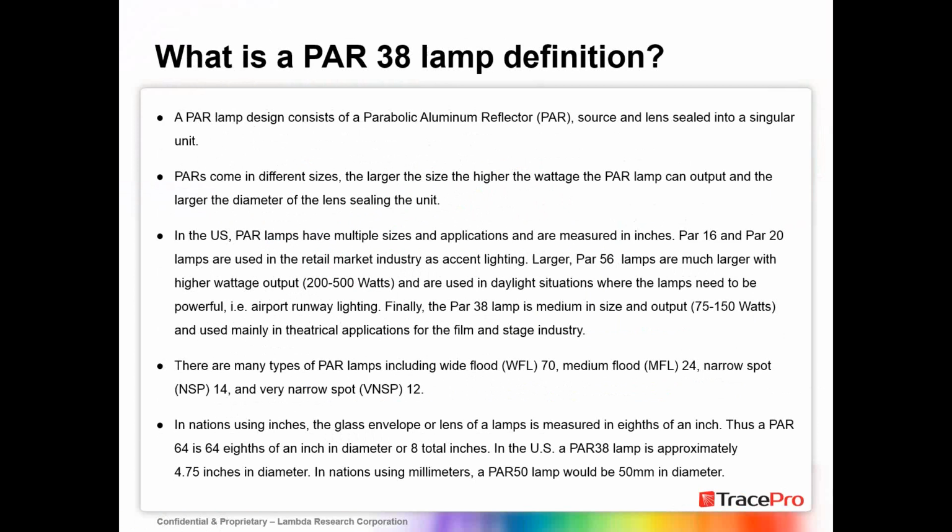There are many types of PAR lamps based on their angular information. For instance, a wide flood is usually a WFL 70, medium flood 24, narrow spot 14, and a very narrow spot 12. In nations using inches, the glass envelope or lens of a lamp is measured in eighths of an inch. Thus, a PAR 64 is 64/8 of an inch in diameter, or 8 total inches. In the U.S., a PAR 38 lamp is approximately 4.75 inches in diameter, and in nations using millimeters, a PAR 50 lamp would be a 50 millimeter diameter lamp.